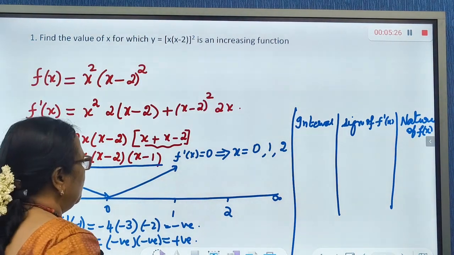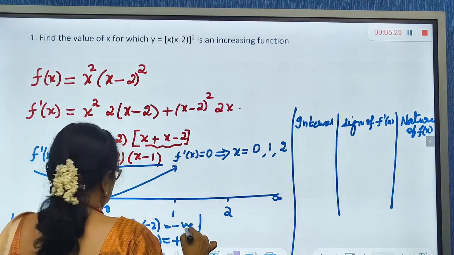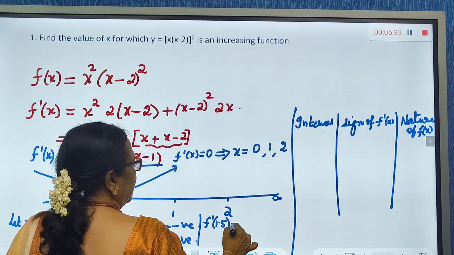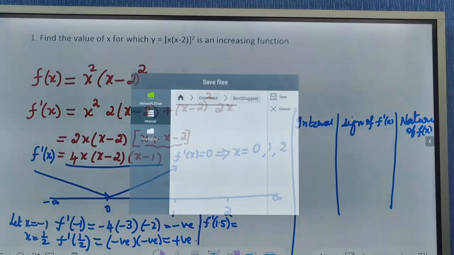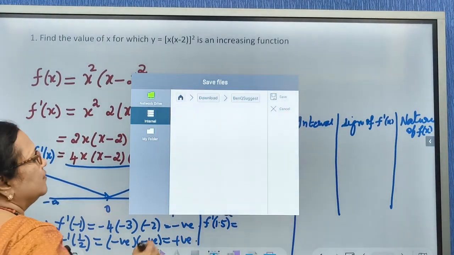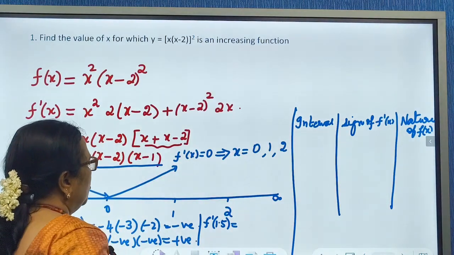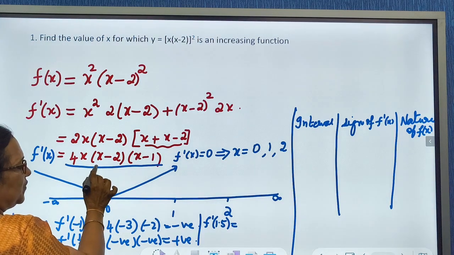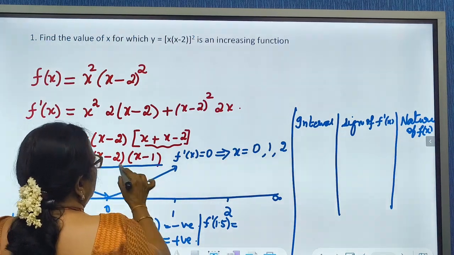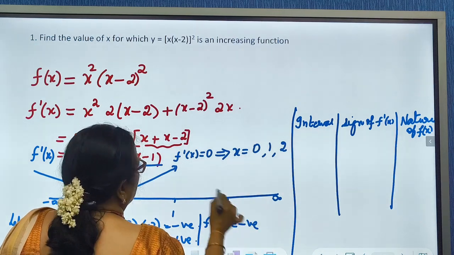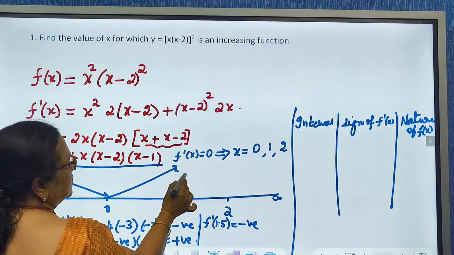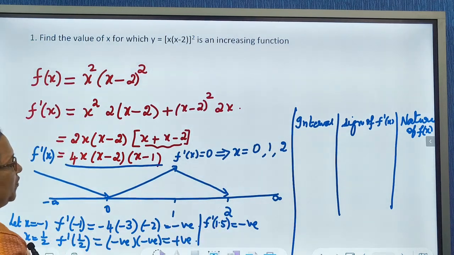Next let us choose a value between 1 to 2. F dash of 1.5. What will be f dash of 1.5? If I put 1.5, this is positive. This will be 1.5 minus 2 is negative. This is positive. So f dash of 1.5 is negative. So between 1 to 2, the function is decreasing.